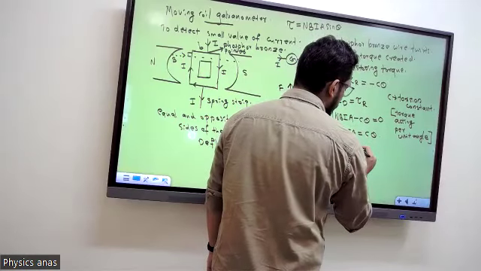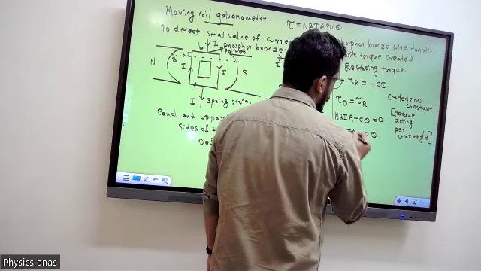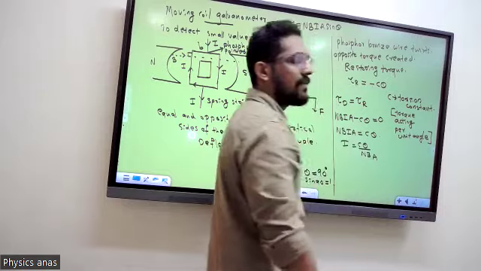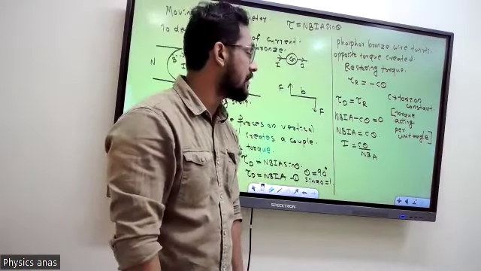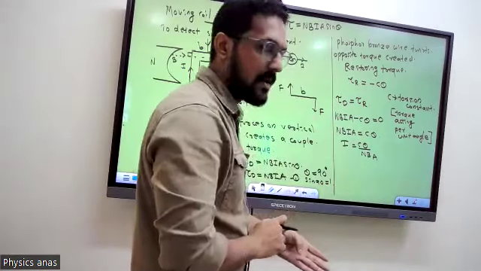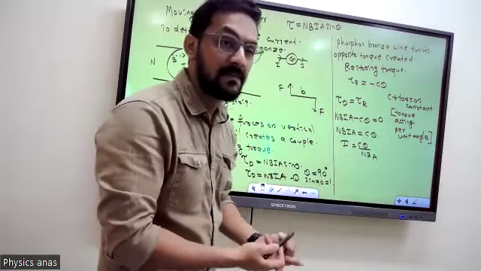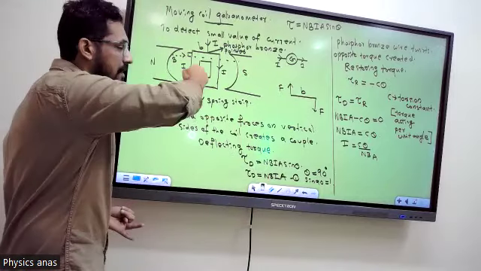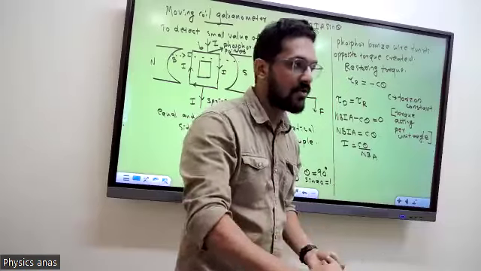And I am finding the equation for I. The equation for I is C theta divided by NBA. We have said C is a constant. N is the number of turns, it's a constant. B is the magnetic field, produced by a permanent magnet, so it is a constant. Area A is a constant also.